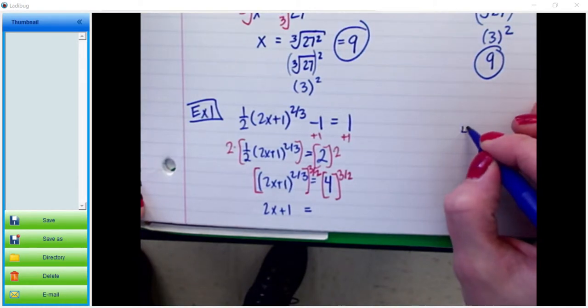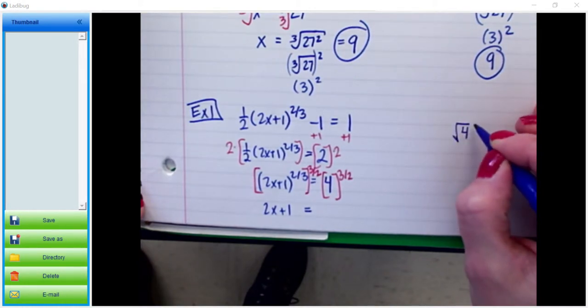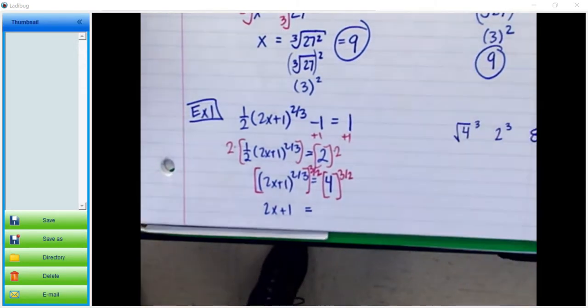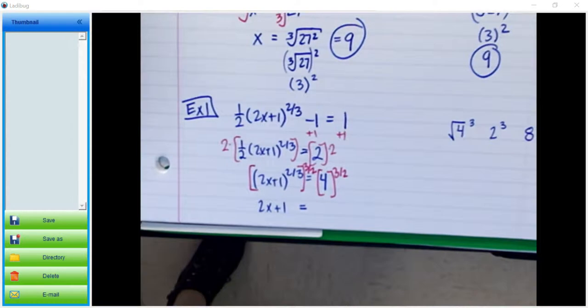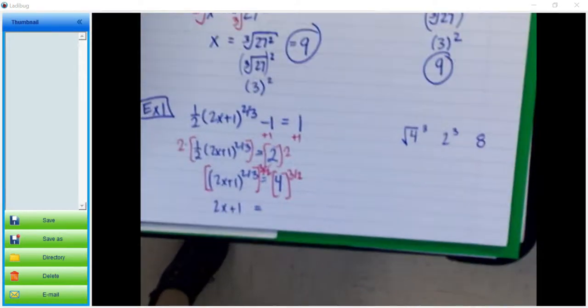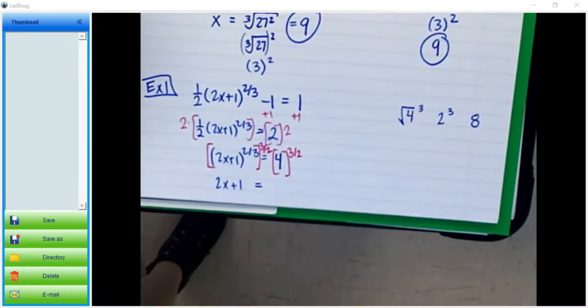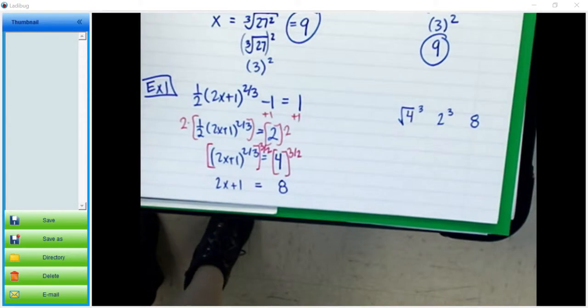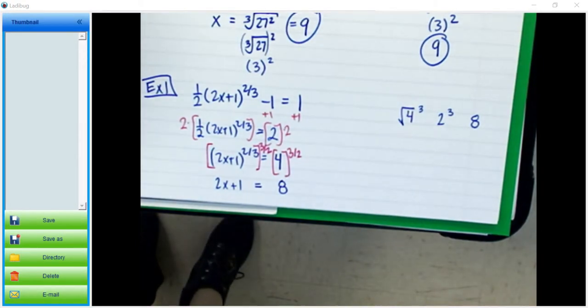So 4 cubed. So I get 2 cubed. So I get 8, right? Would it be plus or minus 8? Okay, just spell it that way. It would be plus or minus 8. But why? Because I'm square rooting it. Yes. Okay, it's tricky. It is tricky.